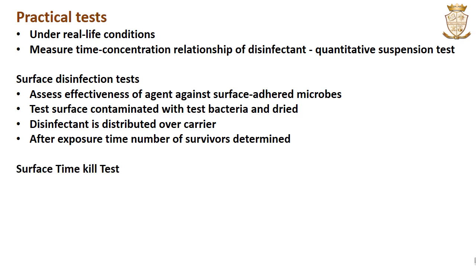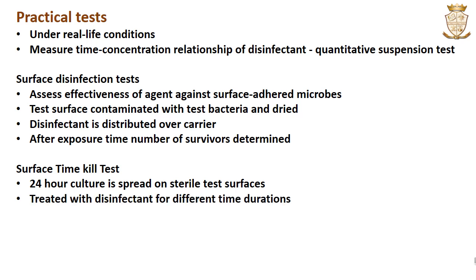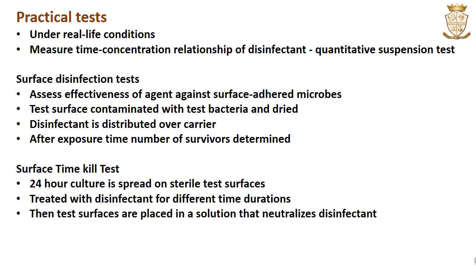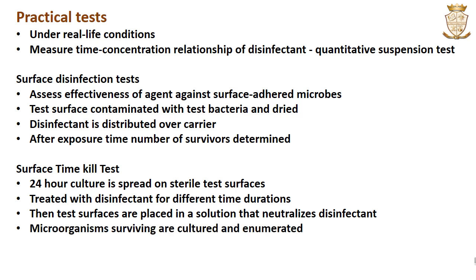Next is the surface time kill test. Here, a 24-hour culture in a nutrient medium is prepared and spread onto the surface of a sterile test surface, and then this inoculated test surface is treated with the disinfectant for different durations of time. After the treatment time, the test surfaces are placed into a neutralizing solution which will neutralize the disinfectant, and then the number of surviving microorganisms is determined by culturing. Here, an untreated inoculated test surface is kept as the control.